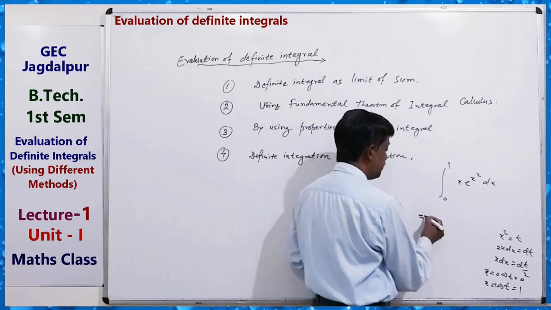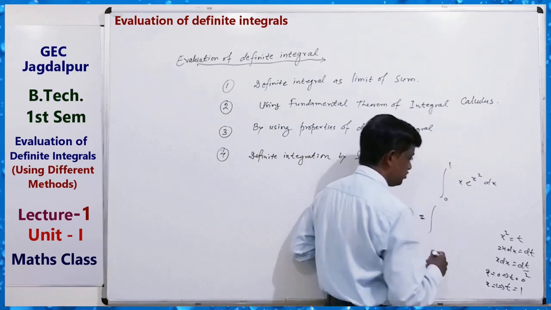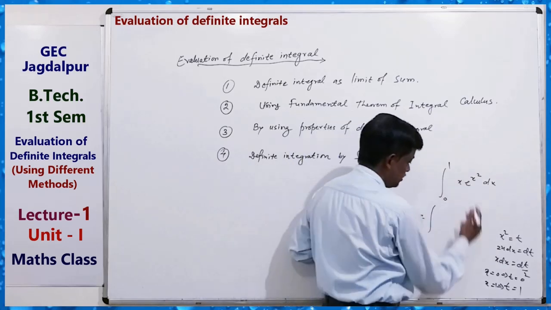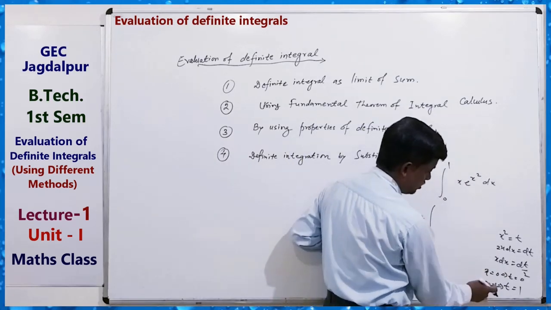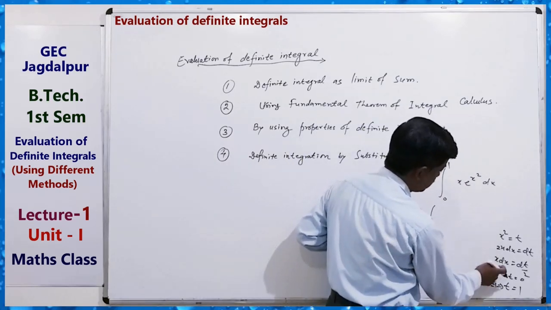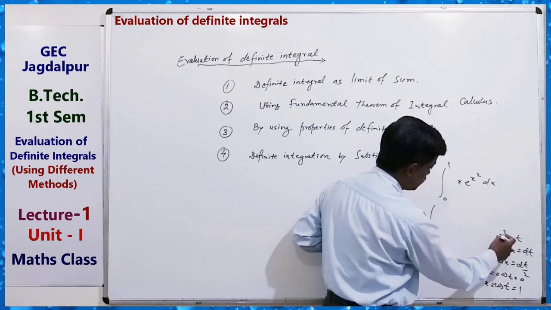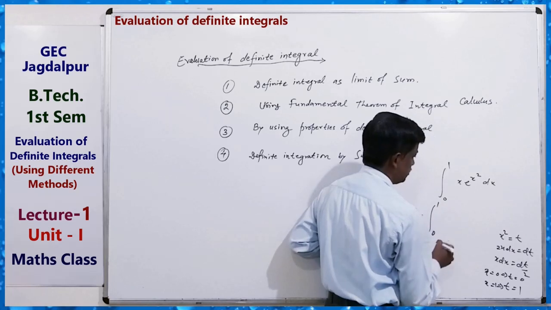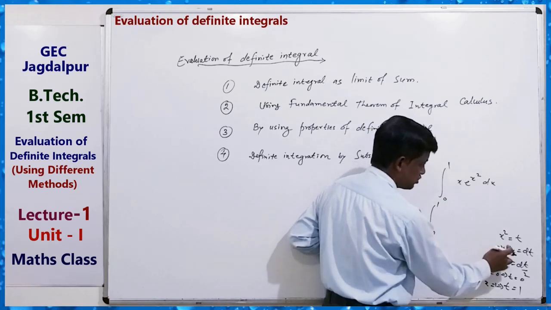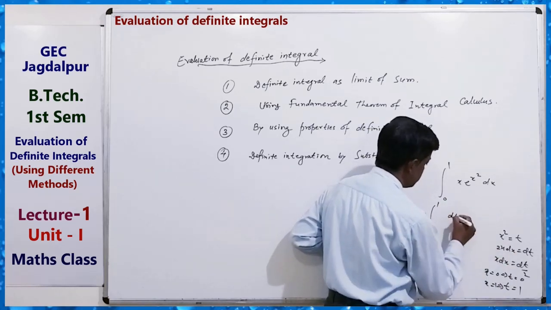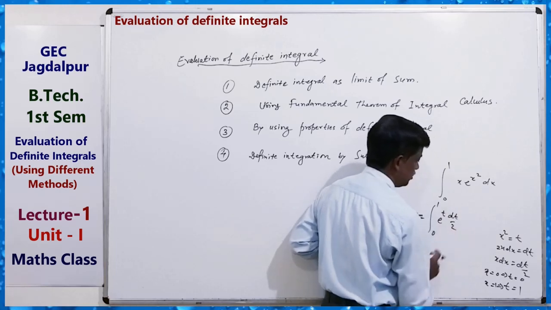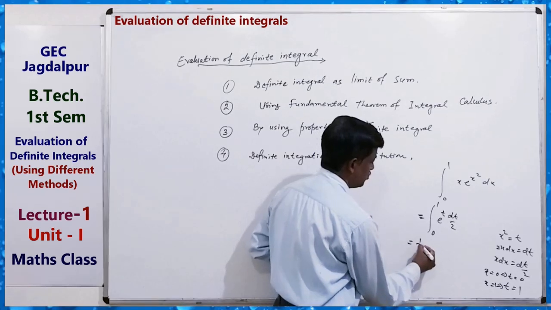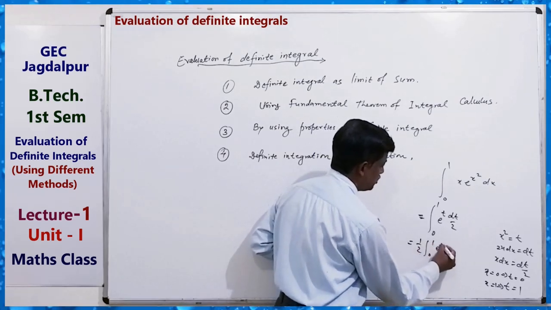As a definite integral, you can also do it using the formula F(b) minus F(a), the fundamental theorem. So here, x equals 0, t equals 0 to t equals 1. So 0 to 1 here also. x dx equals dt by 2, and e to the power t in place of e to the power x square. So we have 1 by 2, integral from 0 to 1, e to the power t dt.